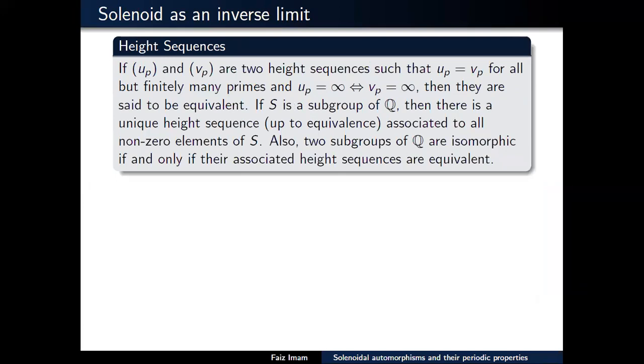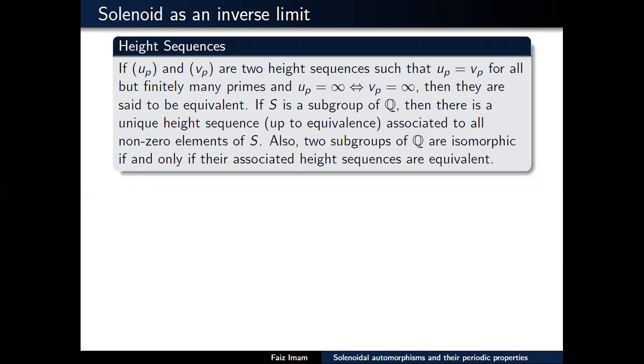We need height sequences when we are working with the case n equal to 1. Our solenoid's Pontryagin dual group sigma hat lies between Z and Q. So if sigma hat is an arbitrary subgroup of Q containing Z, I should have a way to characterize it, and we characterize it using height sequences. If U_P and V_P are two height sequences that are equal for all but finitely many primes, and if one of them is infinity at a specific prime, the other is also infinity at that prime, then these two height sequences are said to be equivalent.